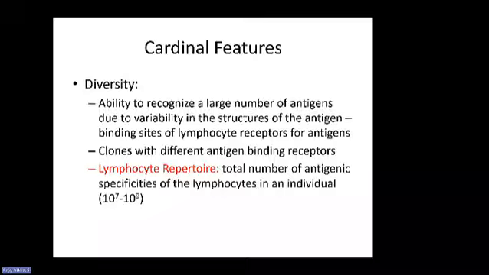And the repertoire can vary from one person to another, but typically is between 10 to 1,000 million types of lymphocytes, or specificities of lymphocytes, that might be produced in one particular individual. So the lymphocyte repertoire normally should be pretty large, and that speaks to the diversity of the antigens that these lymphocytes can bind to.